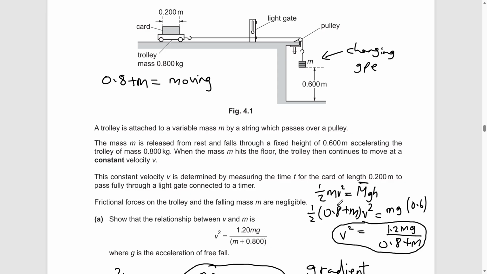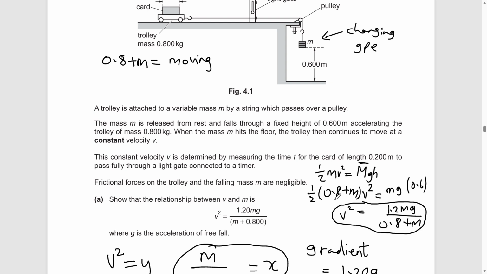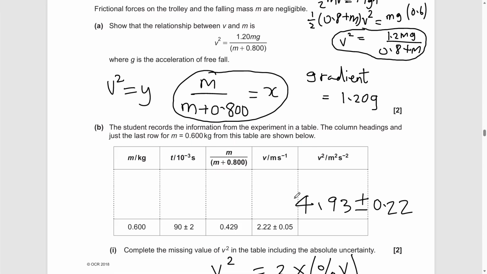Because both of them are moving, you treat it as though it's one system. But on the right hand side, because only the small mass is changing height, you've got two different m's. So this m is the 0.8 plus m, because they're both moving together, but then the change in height is only this small m here. So half brackets 0.8 plus m times v squared equals mg times 0.6, and then rearranging, you get this equation here.